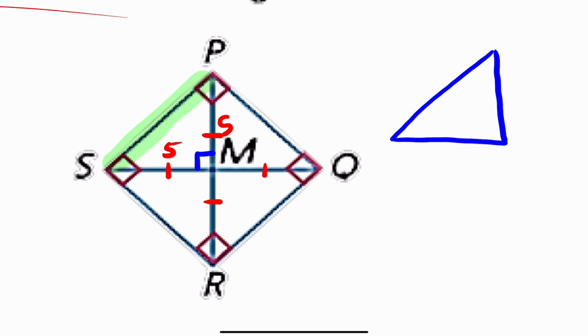Or I'm going to redraw that part of the figure that deals with this. So we know that this angle here is 90 degrees. And we know that this segment here is 5, because we already figured that out. That segment here is 5. And then this segment here is also 5.